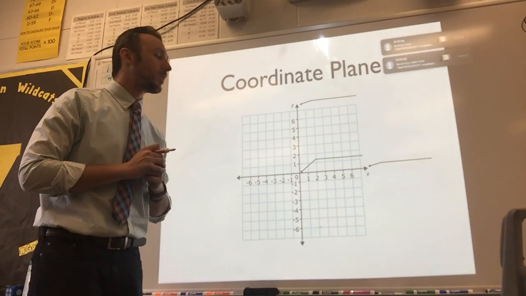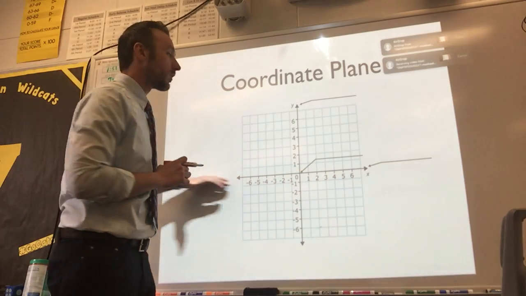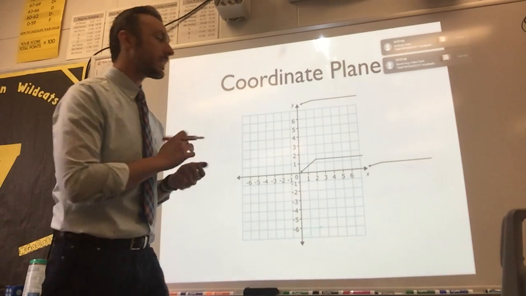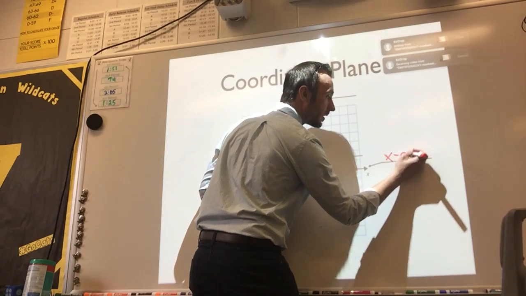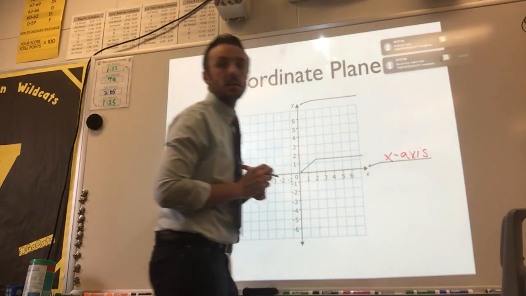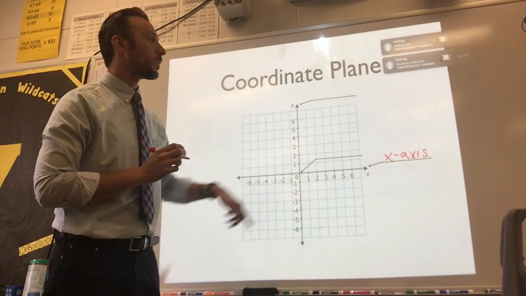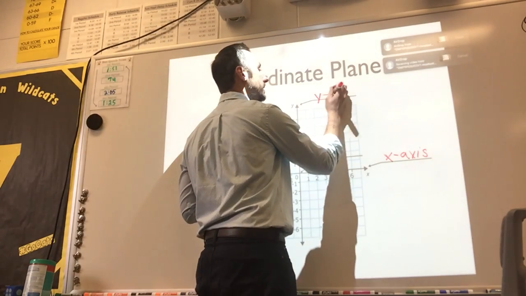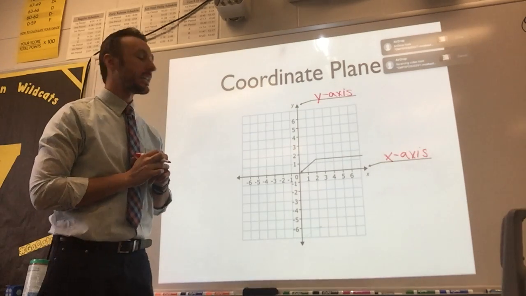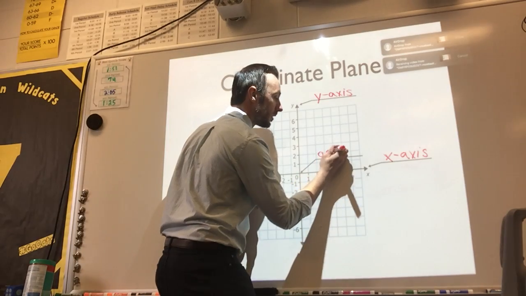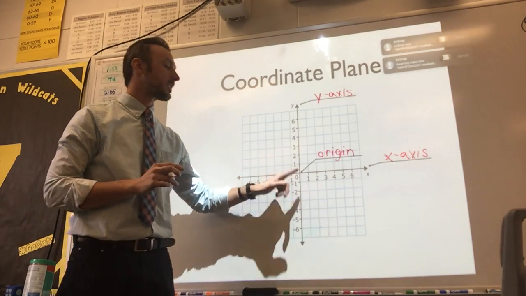So, if we go to label, you'll see 3 lines here. The axis going horizontally, the number line that goes from left to right, we call the x-axis. Going vertically is another number line. We call that the y-axis. And the point where they intersect is our origin. So x-axis, y-axis, origin.